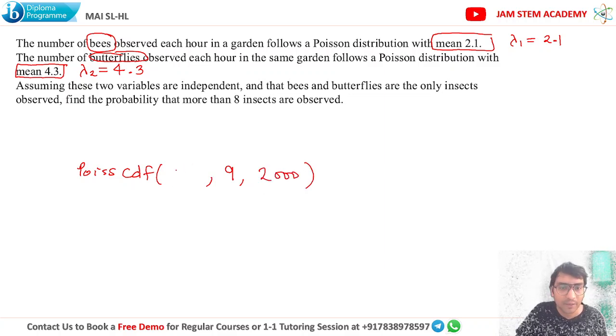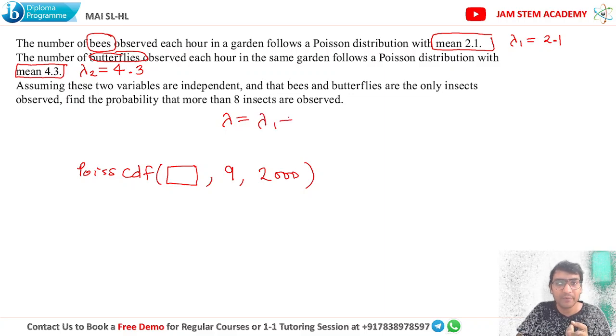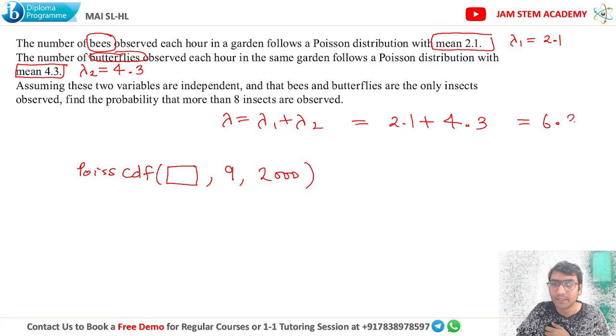But what about the lambda value now? For the two Poisson distributions given, lambda will be given by lambda 1 plus lambda 2, which gives us 2.1 plus 4.3, which makes 6.3. So that's our new lambda value, 6.3. Now use your calculator and get this value, which gives us Poisson CDF with lambda value 6.3.